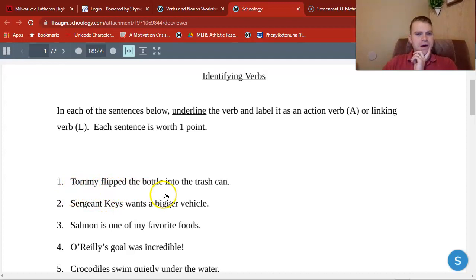Tommy flipped the bottle into the trash can. In this sentence, we have to either find an action, a word that denotes an action, or a linking verb, am, is, are, was, were, be, being, and been. I don't see any linking verbs, so we'll need to identify an action in this sentence. The only word that seems to work there is flipped. It's telling us what Tommy, the subject, did in that sentence. So you can underline flipped and label that with an A for action.